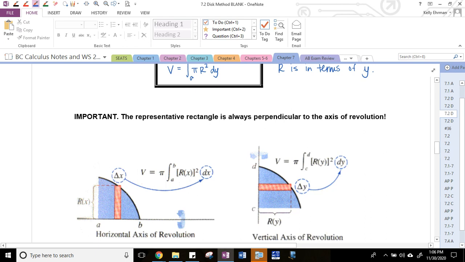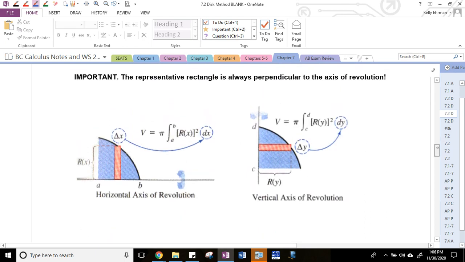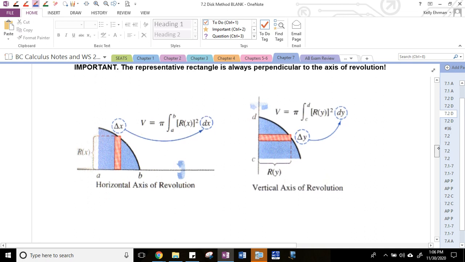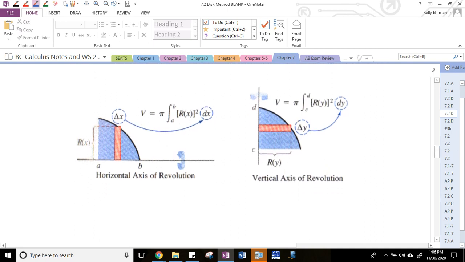So the representative rectangle is always perpendicular to the axis of revolution. So why is that so important? It kind of helps you keep things straight. If you're going to revolve around some sort of horizontal axis, for now it's usually just the x-axis, then your little representative rectangle is perpendicular to that. You're spinning things this way. You get some sort of a little dome type shape.